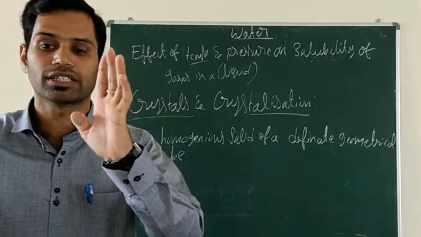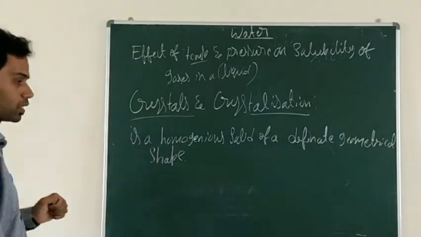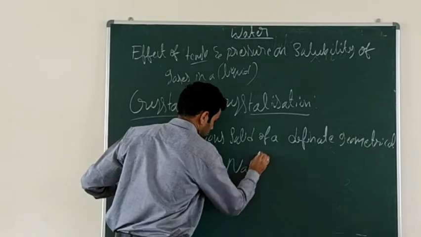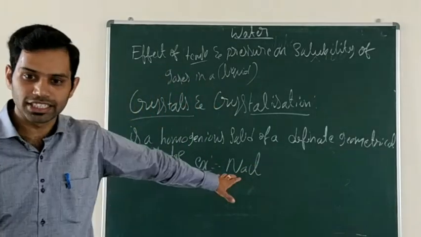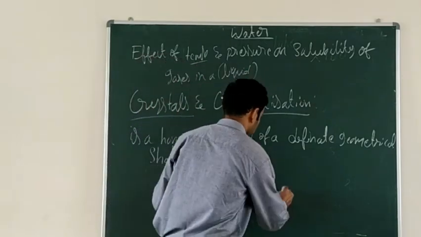The shape will depend on the type of compound. For example, you can look at your textbook. Sodium chloride. It is a crystal in a cubic shape. You can look at your textbook there. It is a cube.